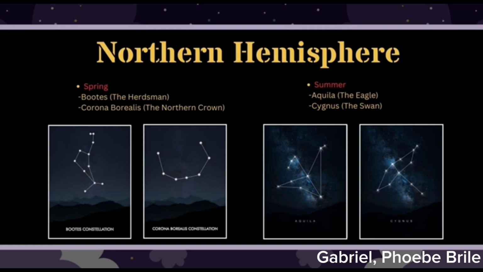Bootes and Hercules. For the summer, we have the Aquila or the eagle. It resembles an eagle in flight with its wings spread. It is a part of the summer triangle stars and represents the eagle that carried Zeus's thunderbolts in Greek mythology. It lies along the Milky Way, visible in the northern summer sky.